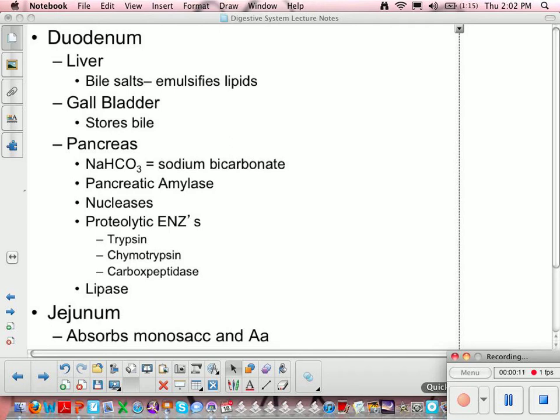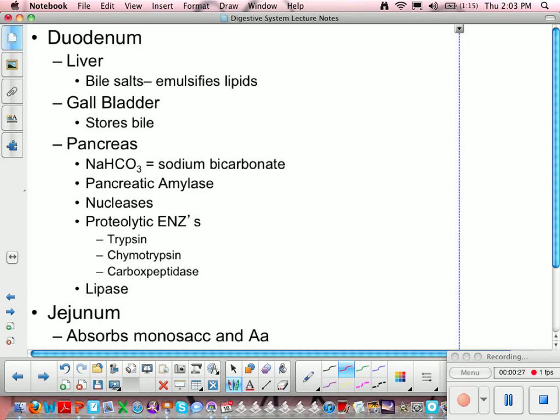where after the chyme has moved from the stomach into the small intestine, the liver releases bile salts into the duodenum, and the bile salts emulsify lipids. When you think of emulsification, you can think of how Dawn separates grease in that commercial. That means they help to separate the fat droplets from each other, so those lipids can be broken down.